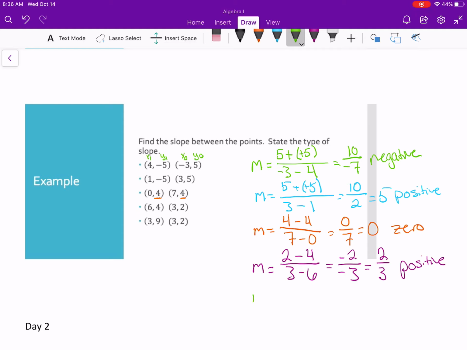And last but not least, y2 minus y1 over x2 minus x1. We get negative 7 over 0. We can't divide by 0, so that doesn't give us an answer. When we can't divide by 0, it's undefined. Notice that with an undefined slope, our x values are going to be the same.